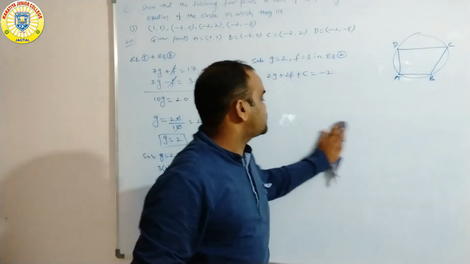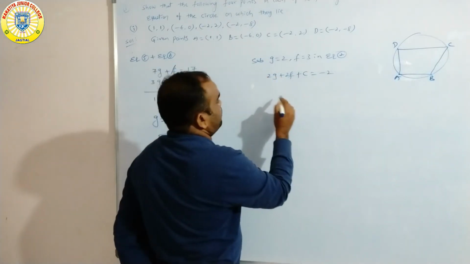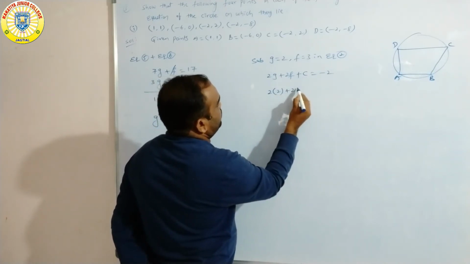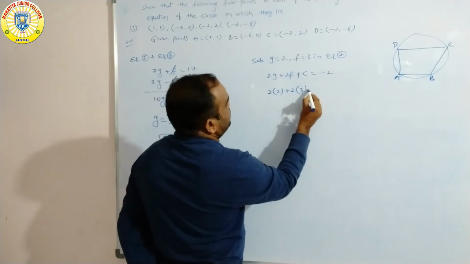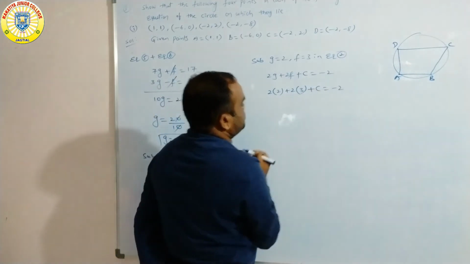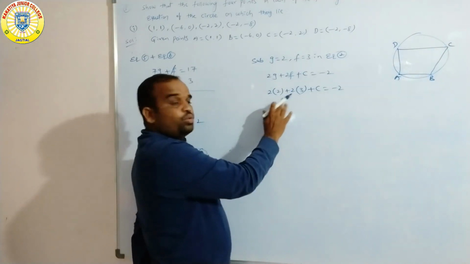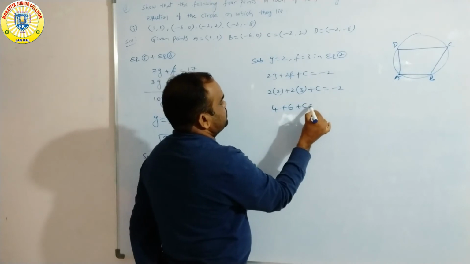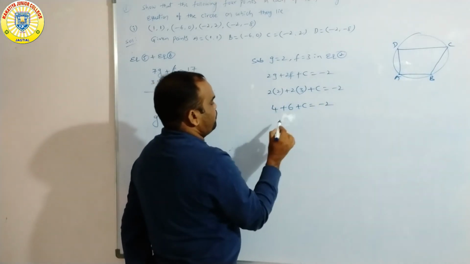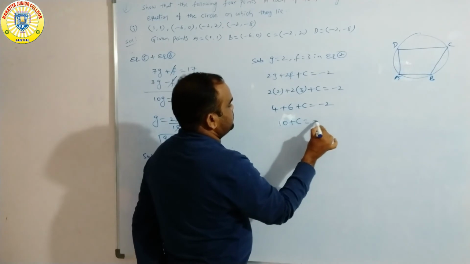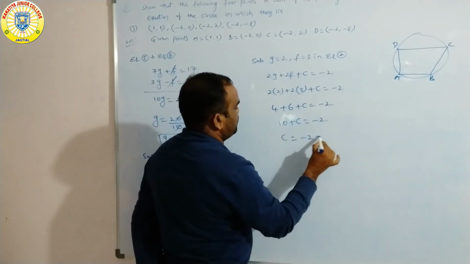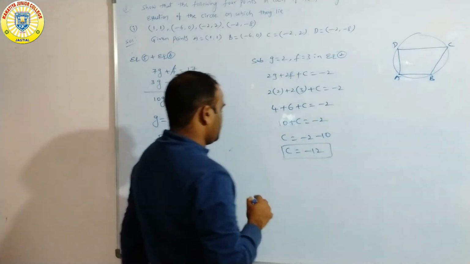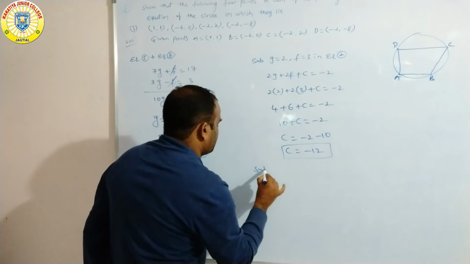Now we are substituting in this equation. 2 into g, what is the value? 2. Plus 2 into f, what is the value? 3. Plus c is equal to minus 2. Here 2 into 2 is 4, plus 2 into 3 is 6, plus c is equal to minus 2. Here 4 plus 6 is equal to 10. 10 plus c is equal to minus 2. c is equal to minus 2 minus 10. c is equal to minus 12.